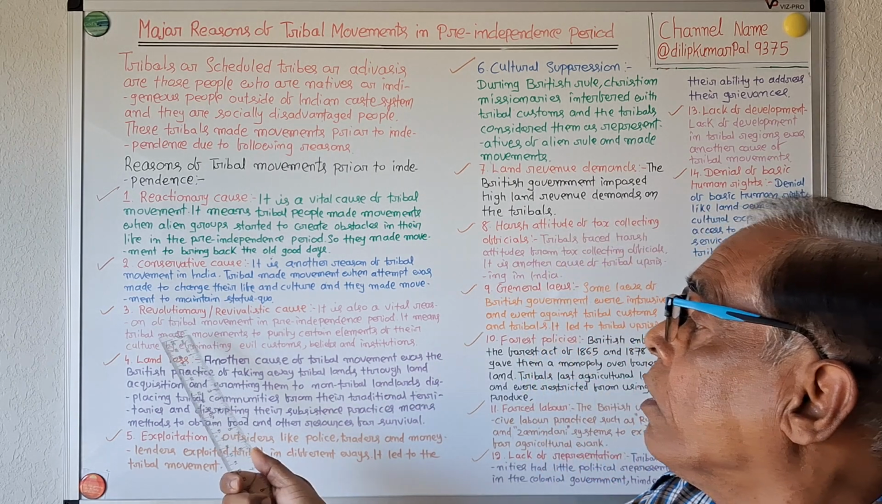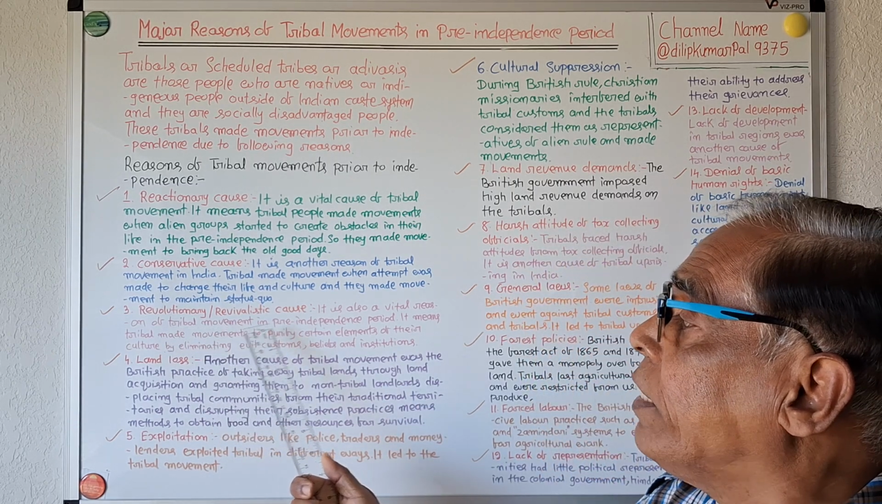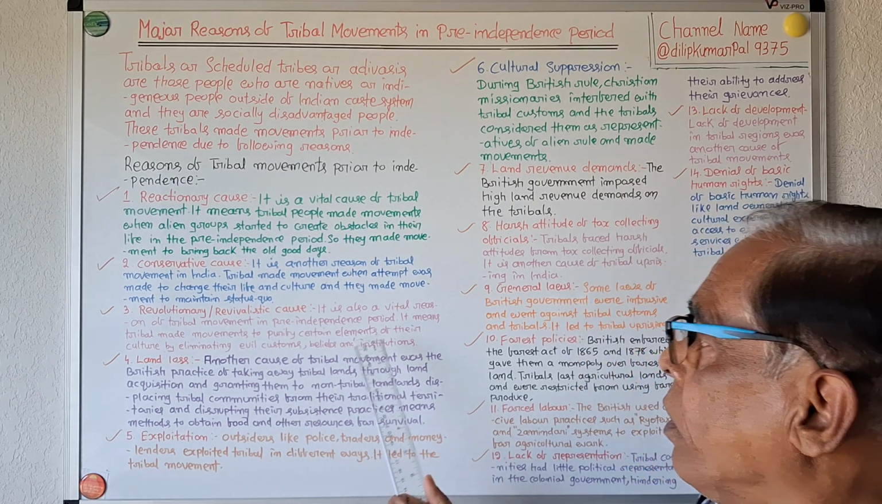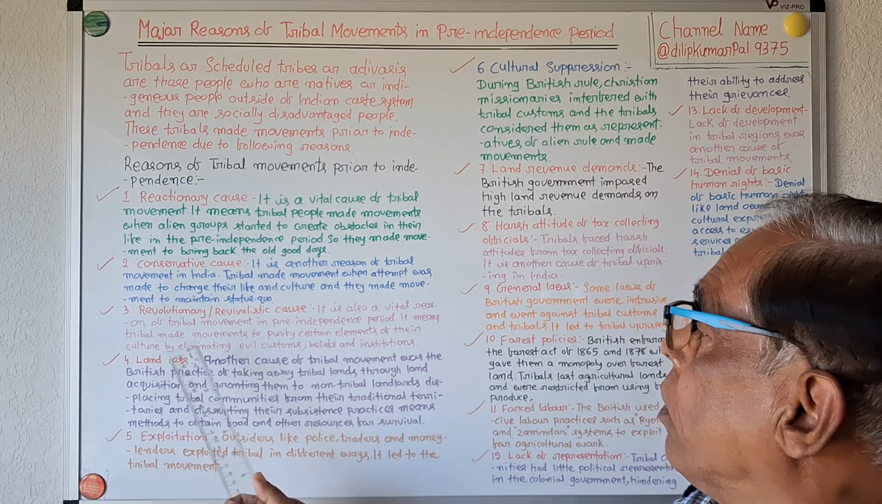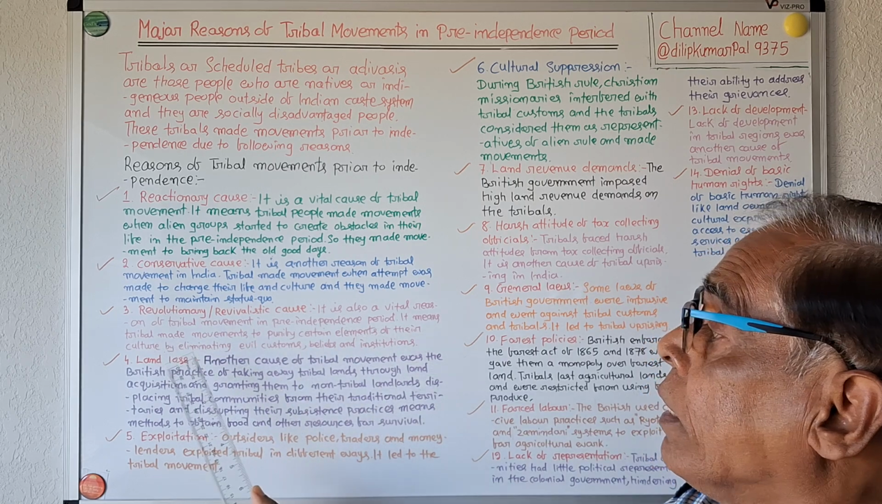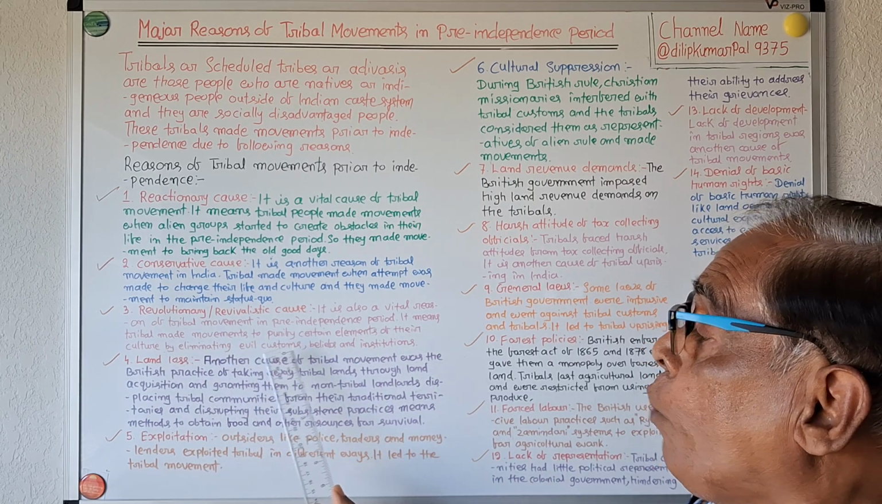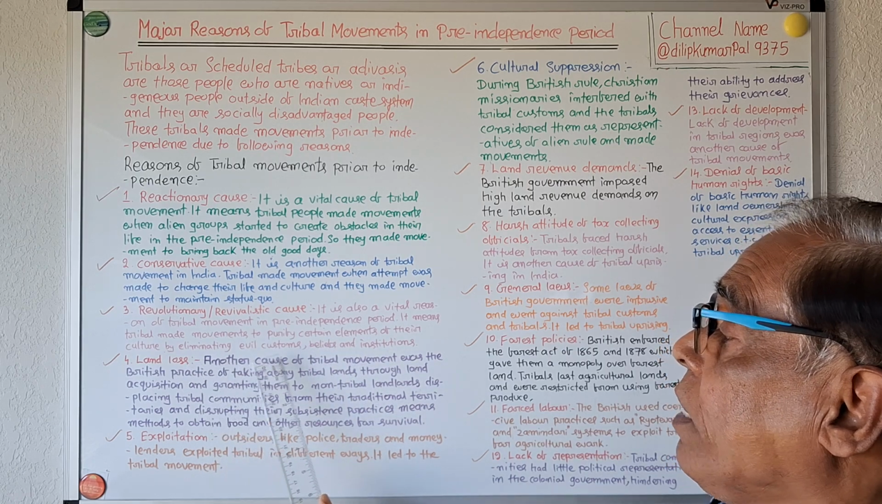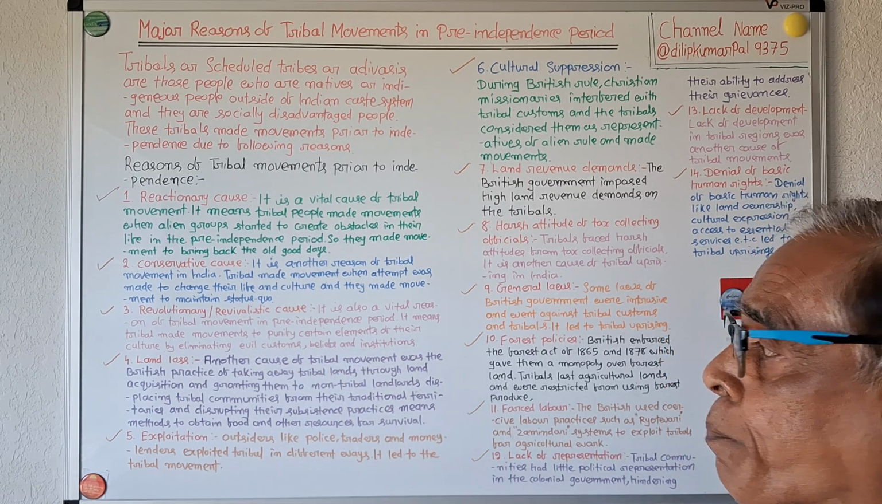Number three, revolutionary or revivalistic cause. It is also a vital reason of tribal movement in the pre-independence period. It means tribals made movement to purify certain elements of their culture by eliminating evil customs, beliefs and institutions.